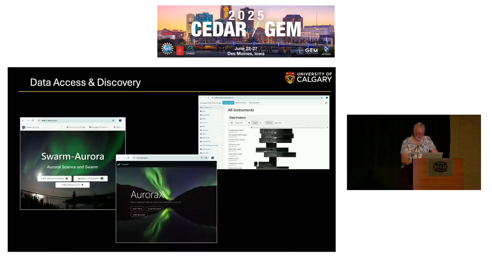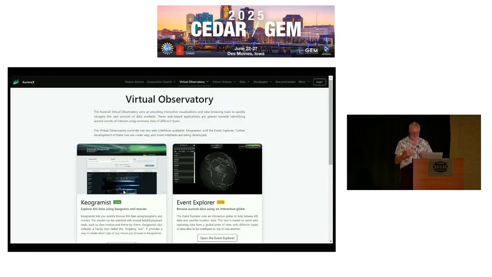And then data discovery. I just want to say a couple things about data discovery. We've also been doing a lot of work on this, and people will know about Swarm Aurora and Aurora X. This is really part of a virtual observatory. I would invite people to go to Aurora X, and then go to the different tabs, like for instance the virtual observatory. We have Geogrammist and the Event Explorer, and these are ways that you can look at the data in interesting ways and extract things like movie clips and tune them yourself to how rapidly they play, how long they are, and so on.